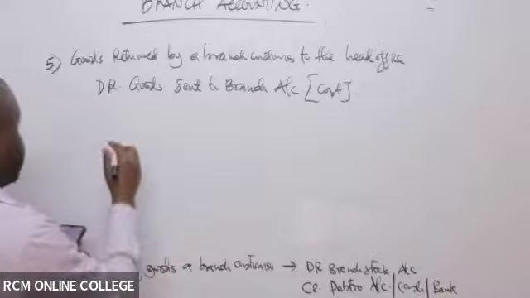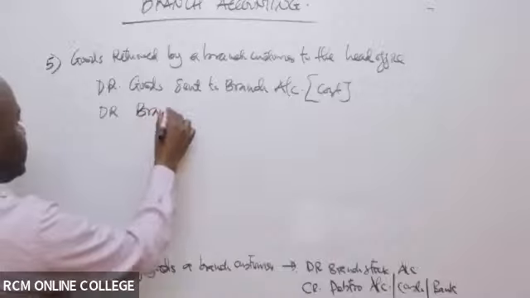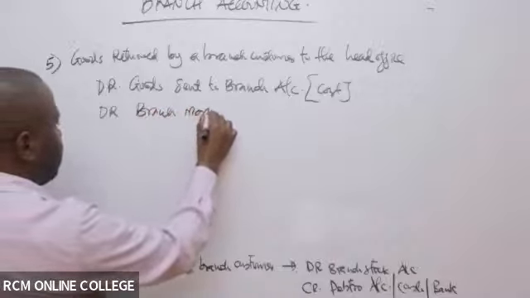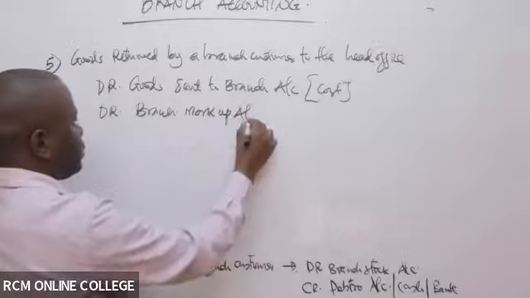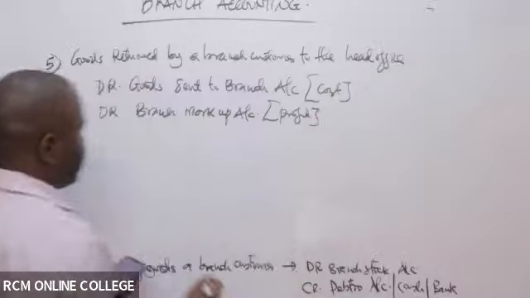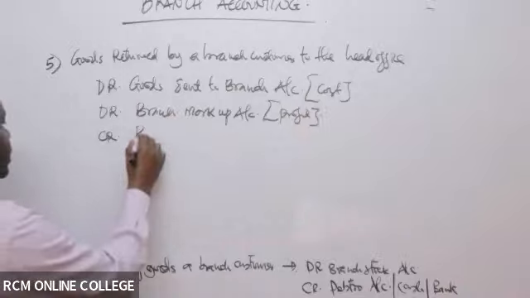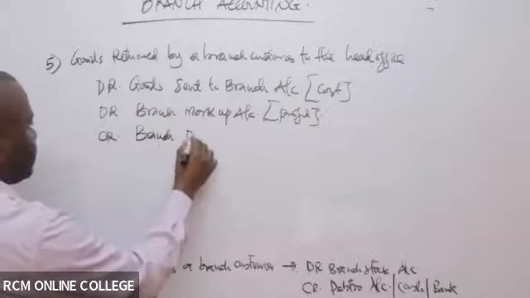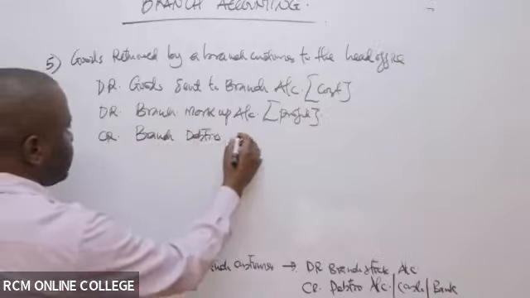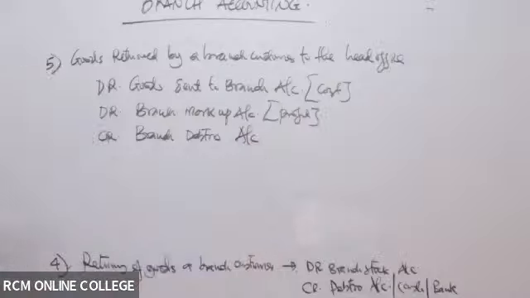Then you debit the branch markup account. In this case, you'll be dealing with the profit element in these goods that have been returned. Then you'll credit the branch debtors account. You credit the branch debtors account.